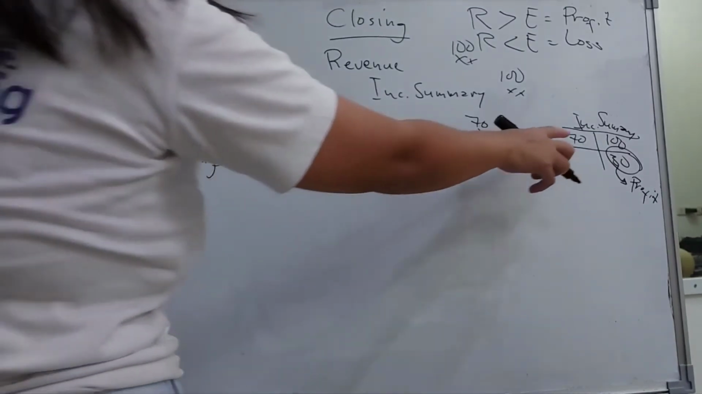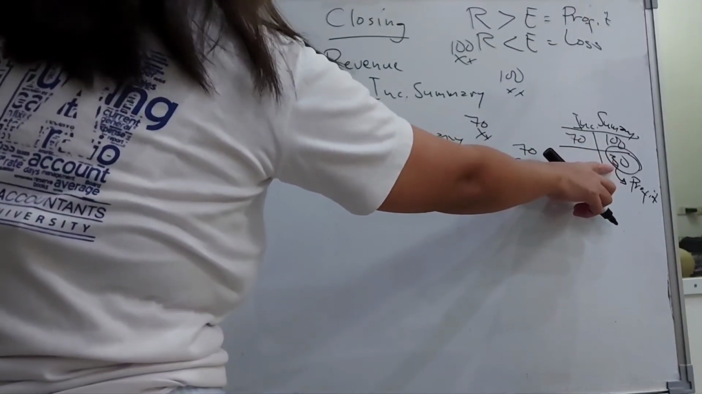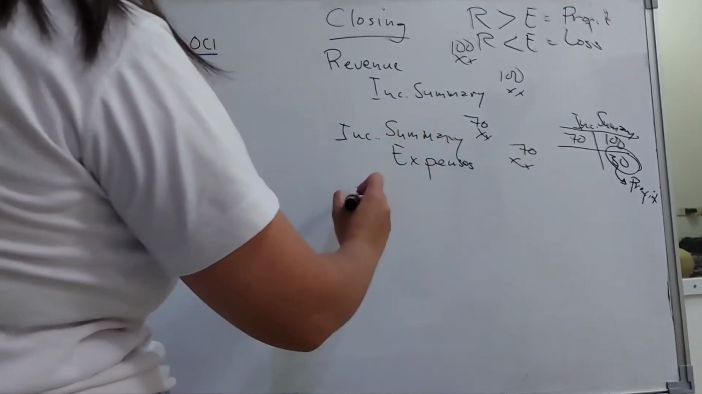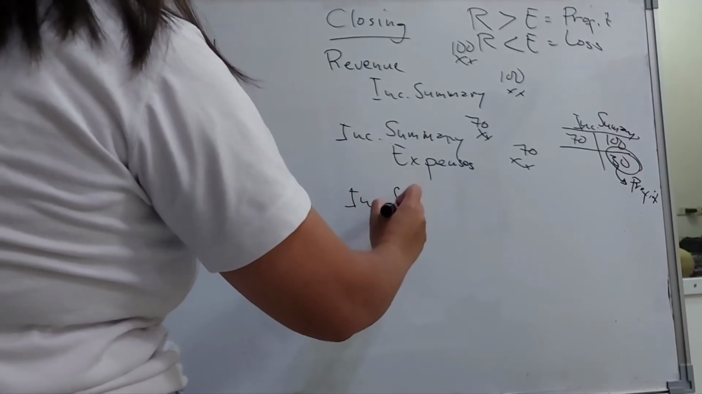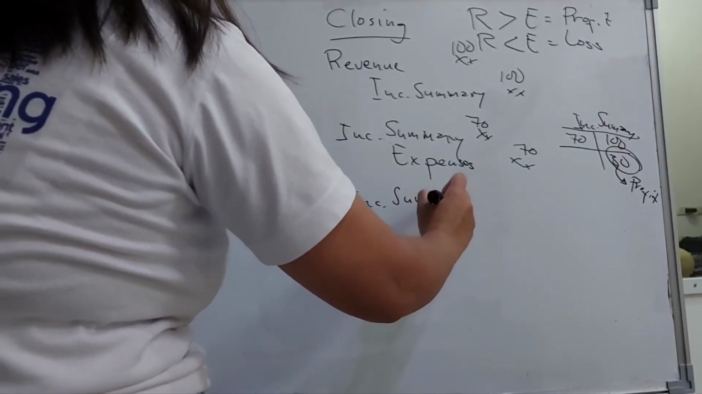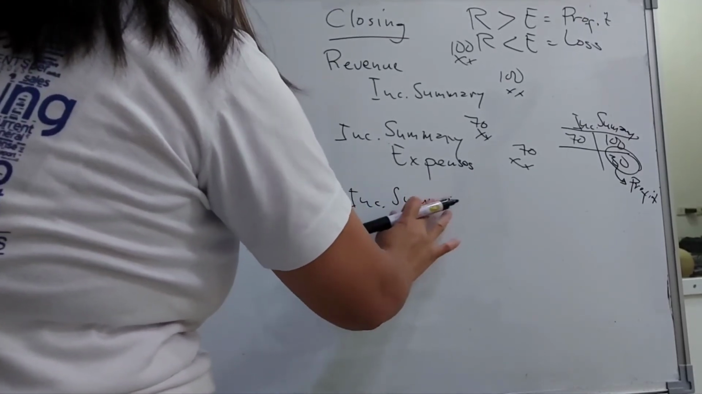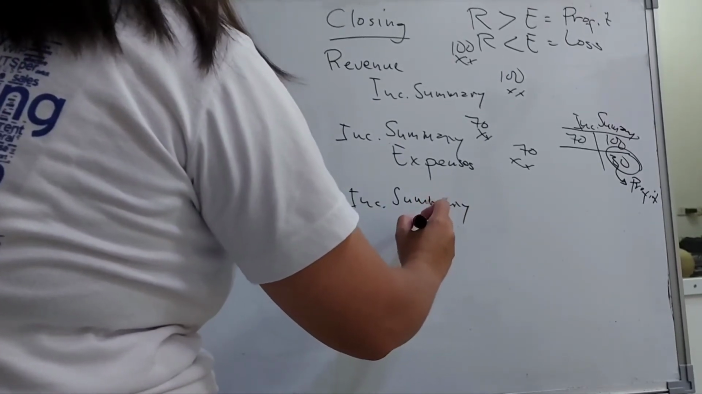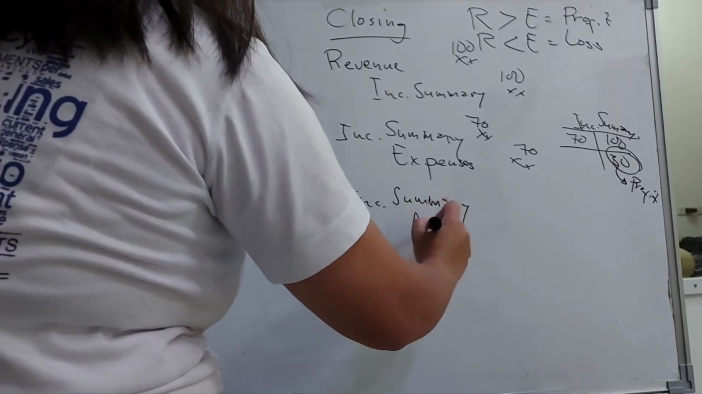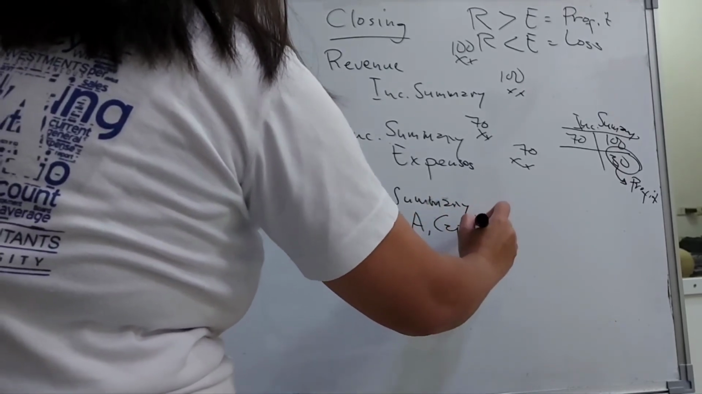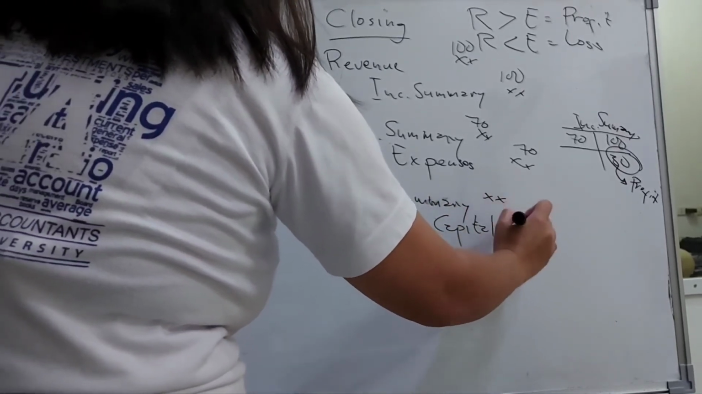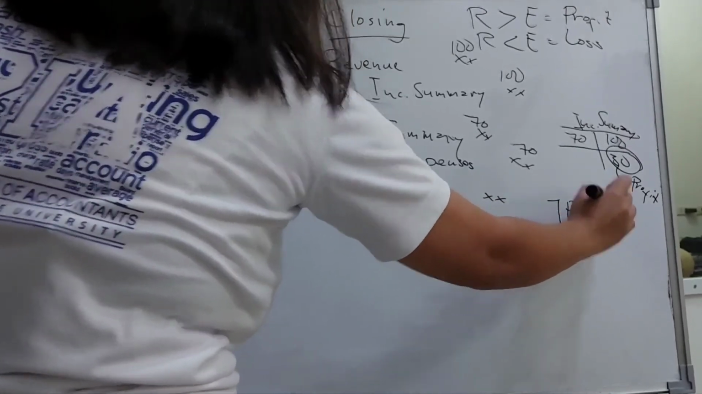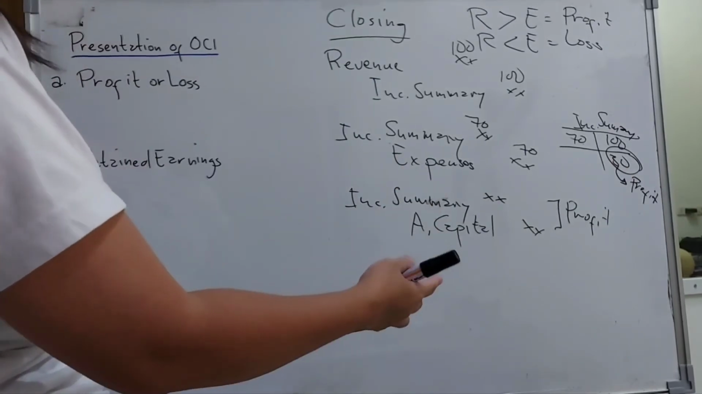So, since si income summary balance niya ay credit, para ma-close siya, para ma-zero siya, kailangan mo siyang i-debit. So, kaya pagdating dito, debit income summary. Okay? So, debit income summary and credit, ito kay capital. Let's say si A capital na lang. So, credit A capital. So, ito yun. Ito, kapag meron kang profit. Kasi pag loss yan, baliktad. Debit A capital and credit income summary.